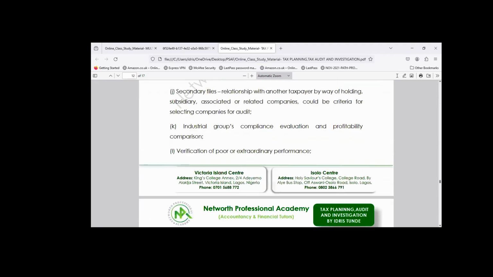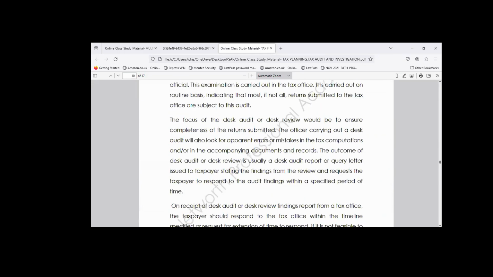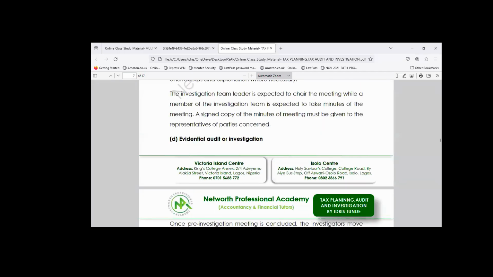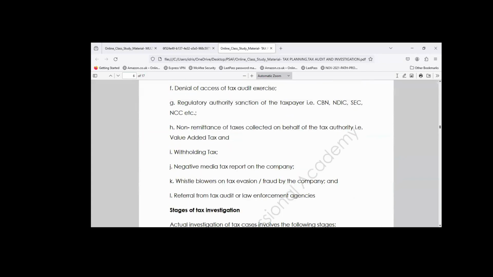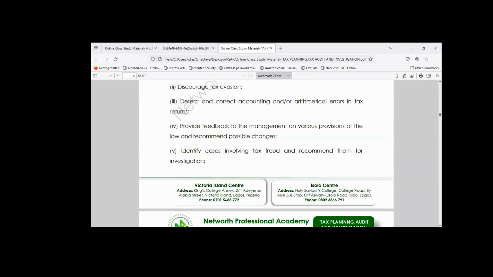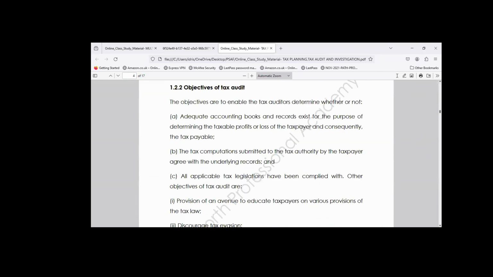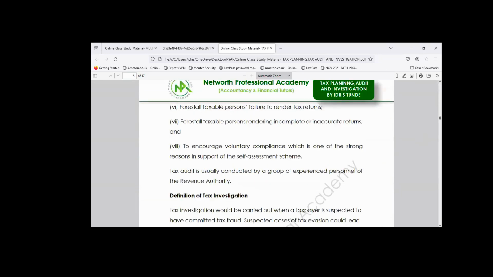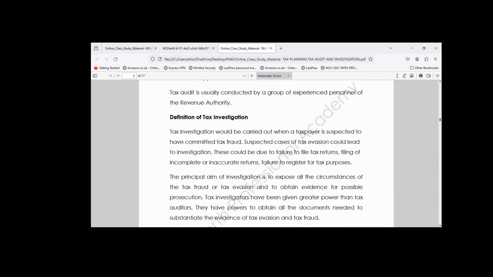Now, we are done with tax audit. Let's go to the other one called tax investigation. What is tax investigation? Investigation is carried out when a taxpayer is suspected to have committed tax fraud. When a taxpayer is doing tax evasion, and we detect it, the exercise we carry out is investigation.